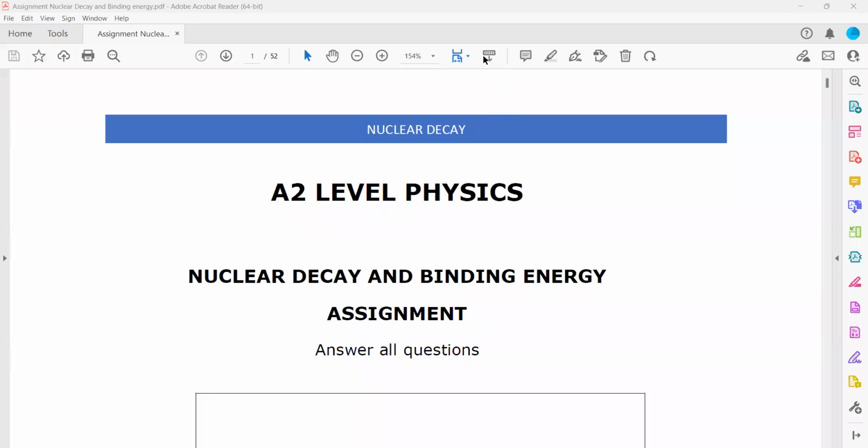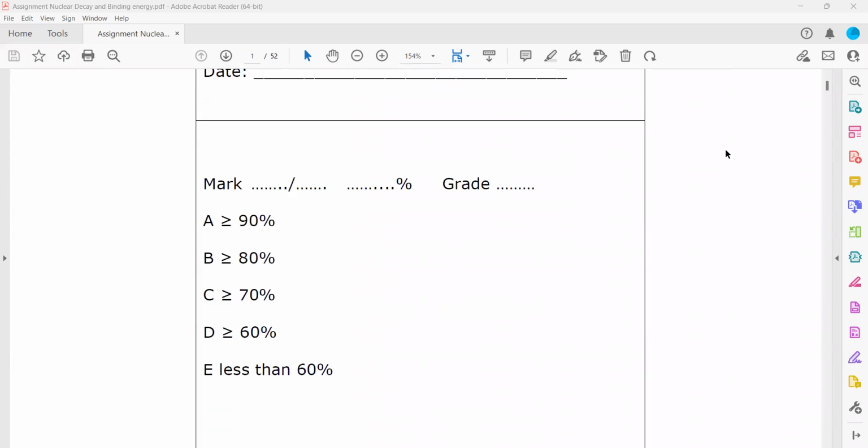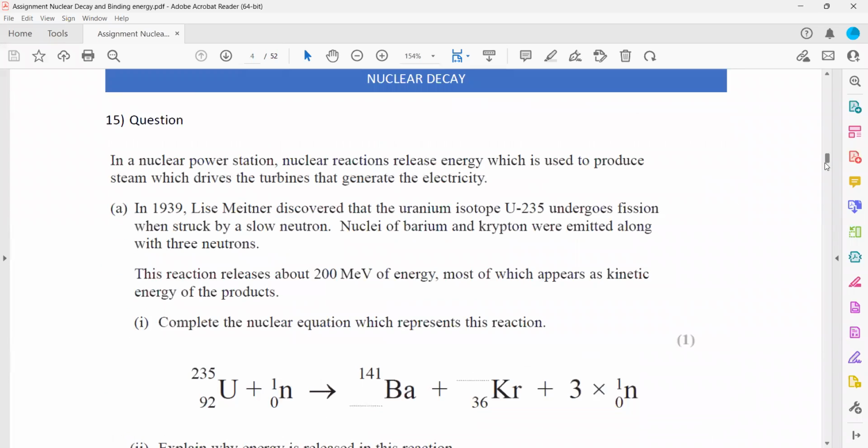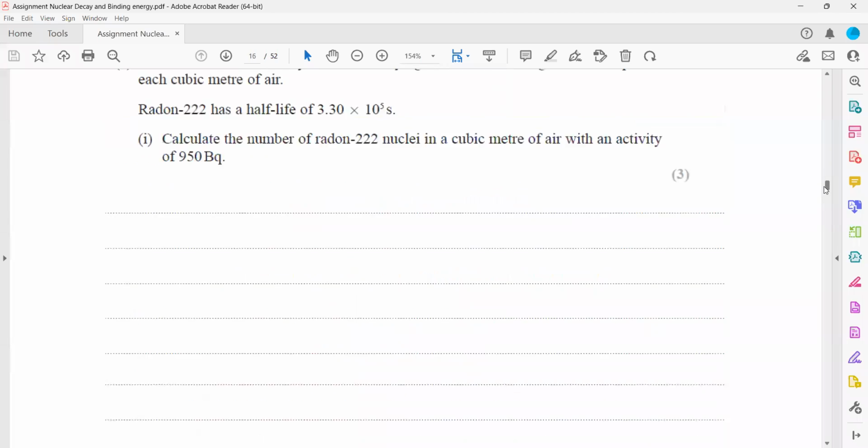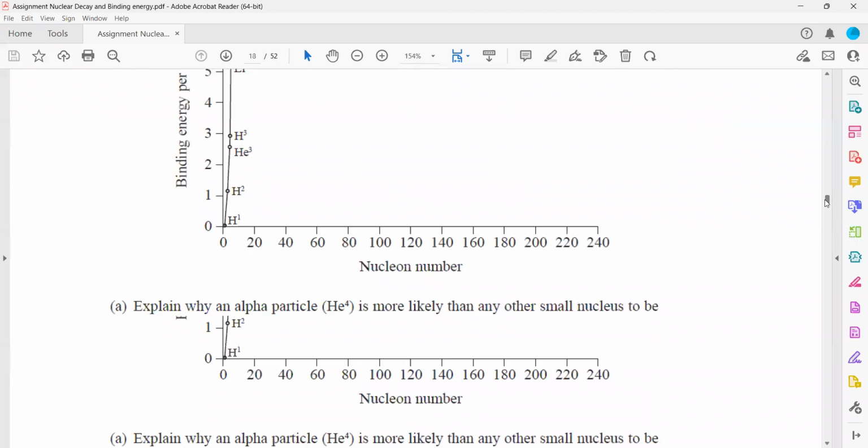So this exercise is related to nuclear decay and binding energy. I have discussed up to question 17 from this exercise, so we'll do from 17 onward.